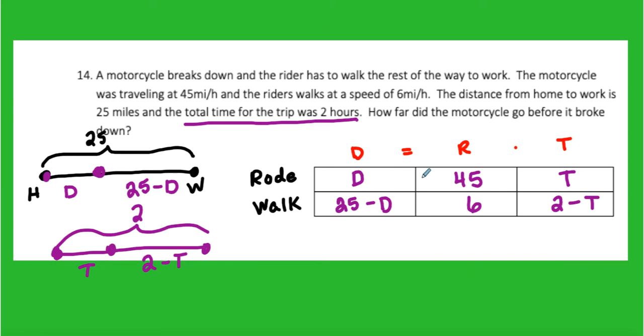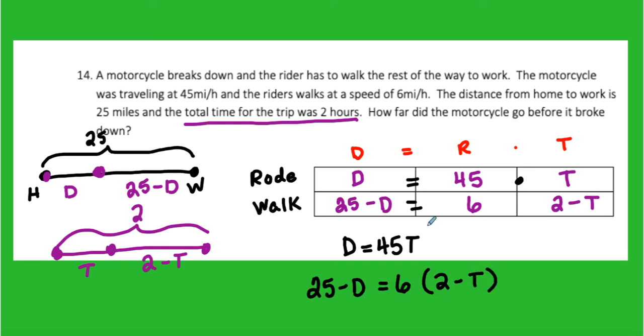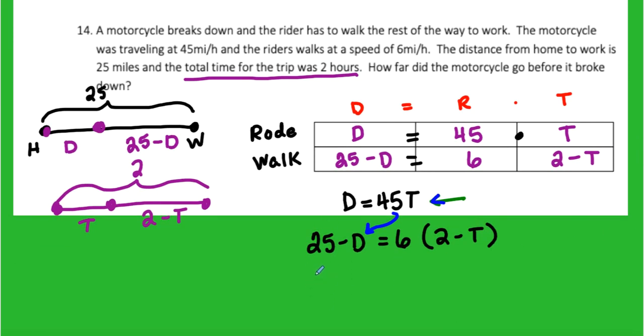All right, so now we write our two equations. D equals R times T, and we have D equals 45T. And then our second equation would be 25 minus D equals 6 times 2 minus T. Since we have this equation on top that is D equals, I'm going to use substitution. I'm going to take 45T and substitute it in for D in the other equation. That's going to give me 25 minus 45T equals, I'm going to distribute my 6, so 12 minus 6T.